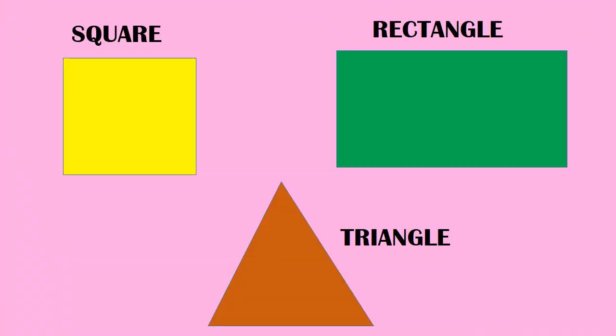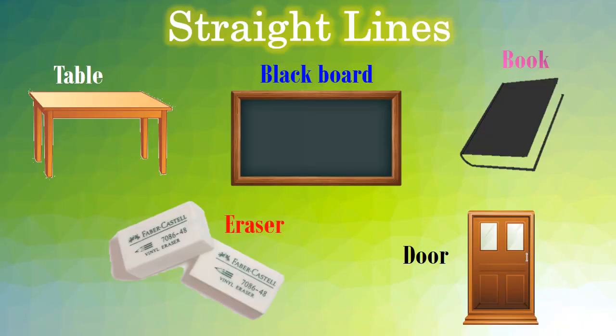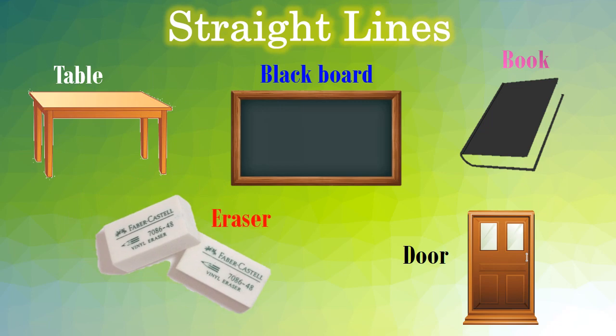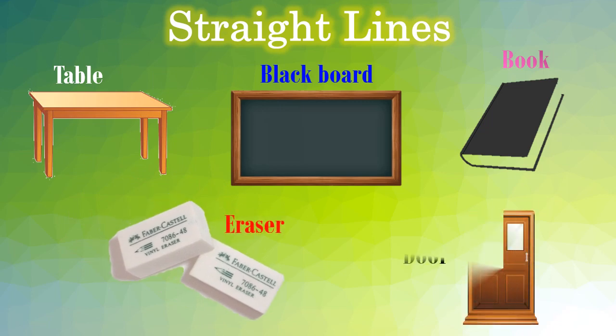Children, we use these straight lines to create various shapes such as a square, a rectangle, and a triangle. Kids, look at these pictures. The rim of the table, the rim of the blackboard, the rim of a book, the rim of an eraser, and the rim of the door are all made of straight lines. These are examples of straight lines.